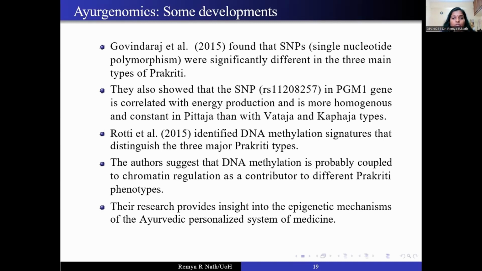Rotti et al. in 2015 identified DNA methylation signatures that distinguish the three major Prakriti types. The authors suggested that DNA methylation is probably coupled to chromatin regulation as a contributor to different Prakriti phenotypes. Their research provides insight into the epigenetic mechanisms of the Ayurvedic personalized system of medicine.